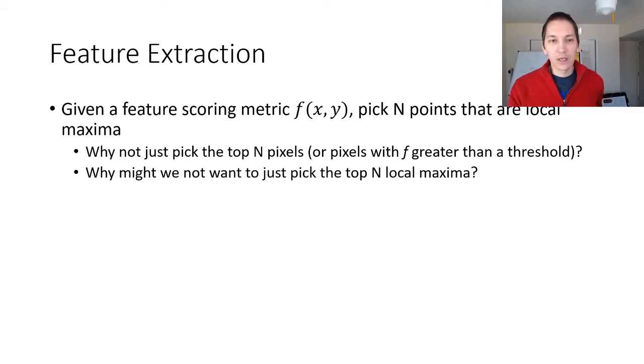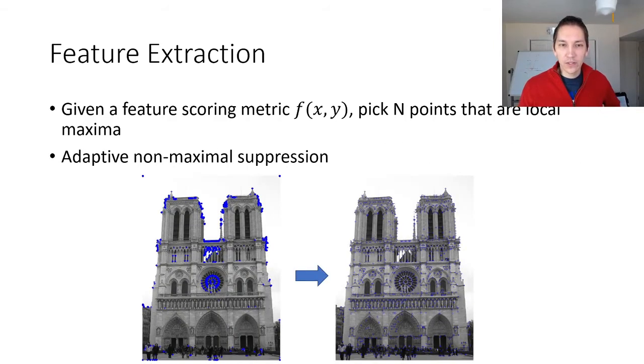Also, we might not just want to pick the top n local maxima either. These local maxima might be highly concentrated in certain areas of the image. This gives rise to a technique that's very often used in computer vision called adaptive non-maximal suppression. If you just look at the top n features for this Notre Dame image, you see that there's a lot of concentration near these kinds of corner points.